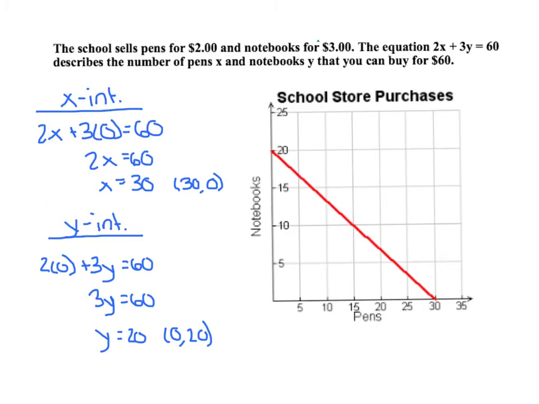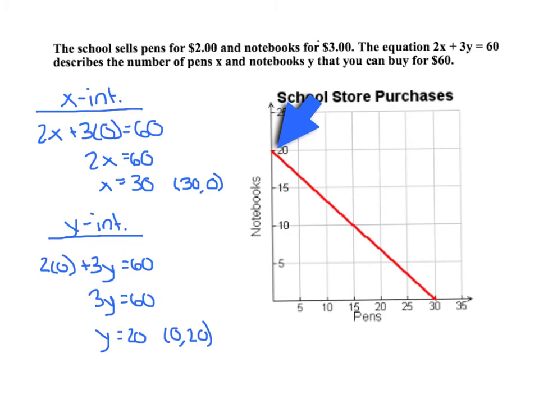Note that there's labels, so this should be actually number of notebooks and number of pens. And you can see that my x-intercept is at (30, 0), and my y-intercept is at (0, 20).